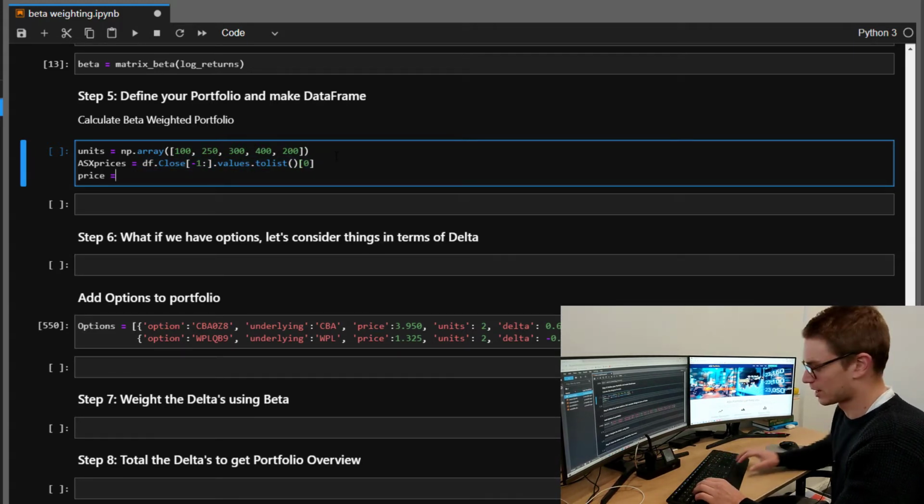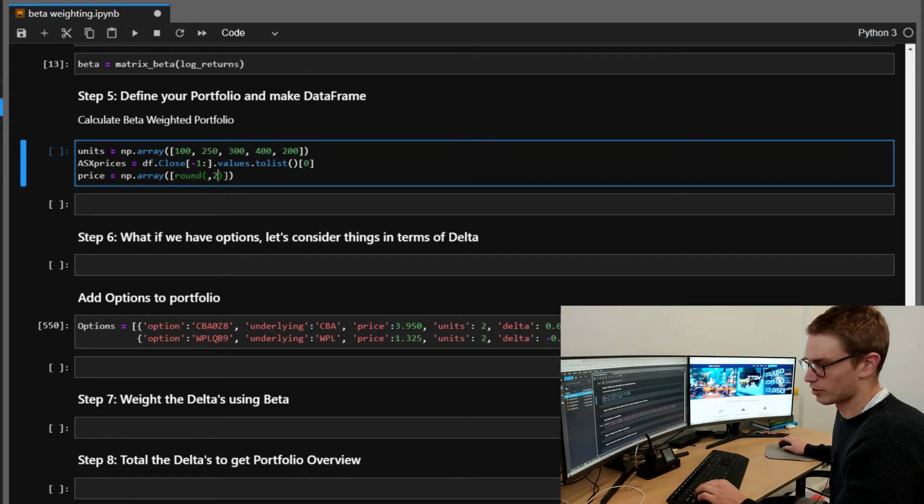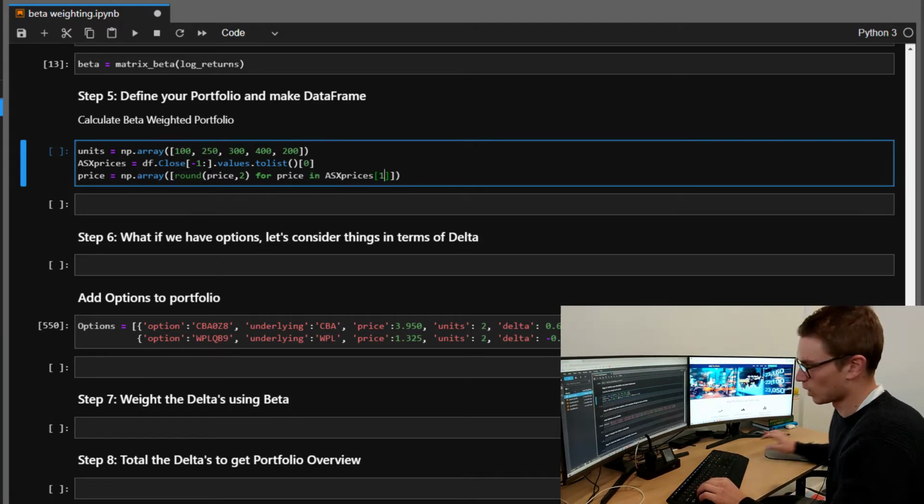Now for our price column, we're going to have a numpy array, and I want to round these prices. I just want to make it clear, maybe to 2 decimal places, what we're trying to do here. So we're going to round price for price in ASX prices 1 onwards.